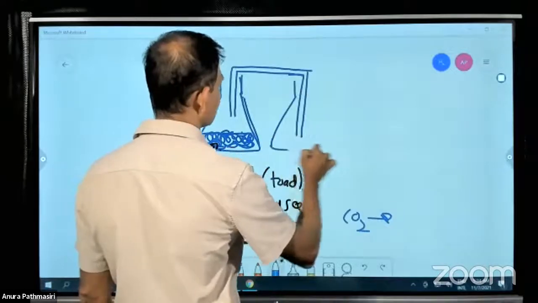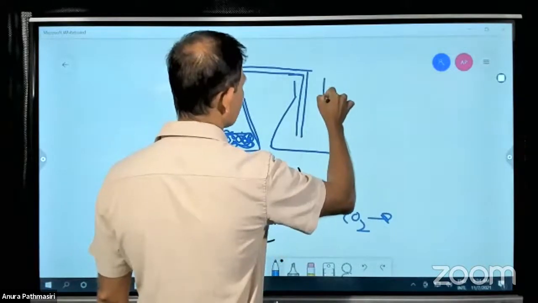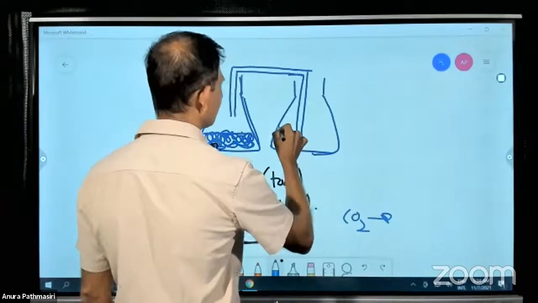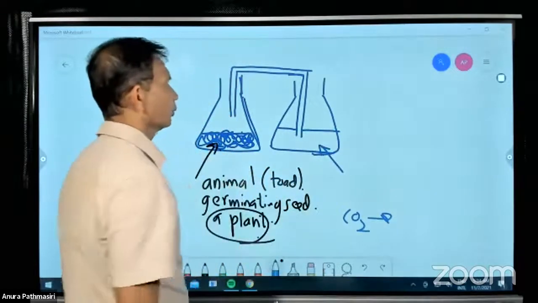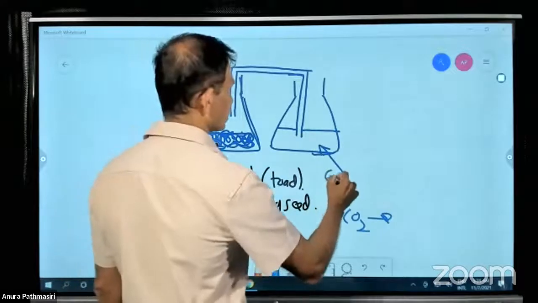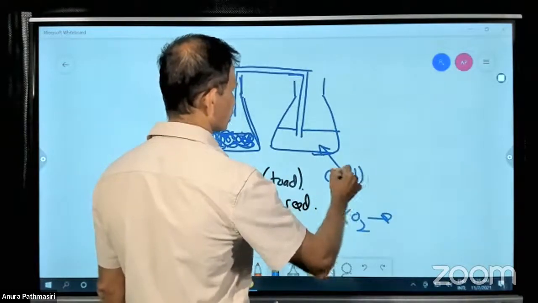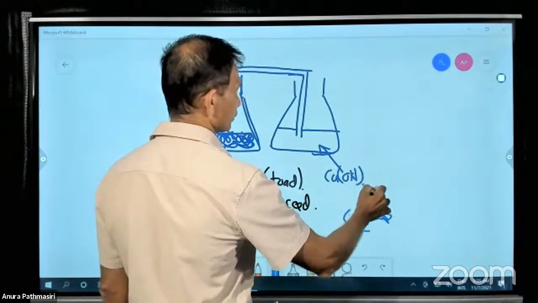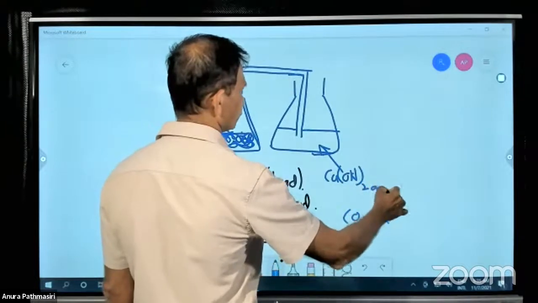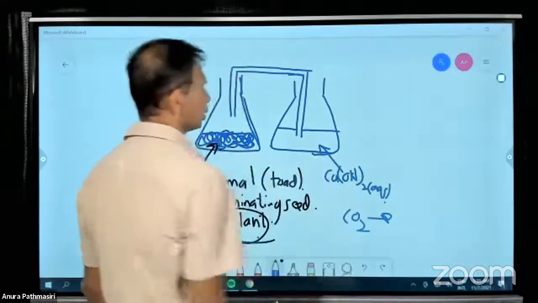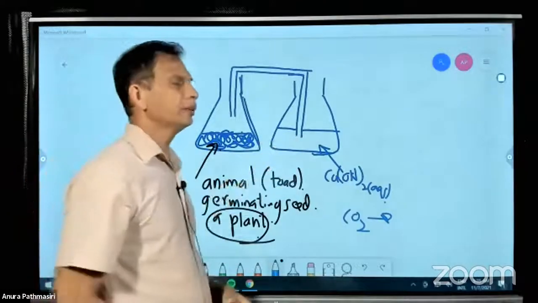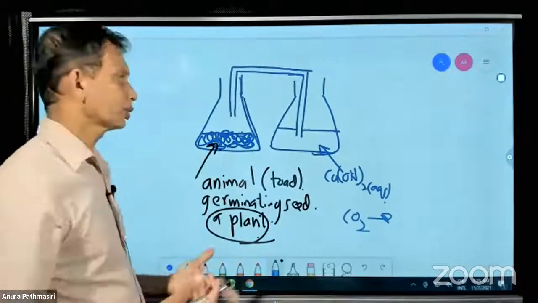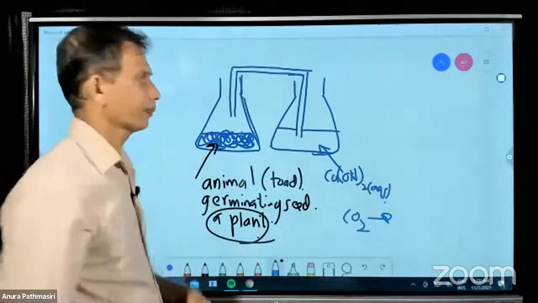Then the only testing method that we can use here is lime water. So you can have the lime water, calcium hydroxide solution, aq. So the lime water is used. When carbon dioxide is available, lime water turns into a milky color.